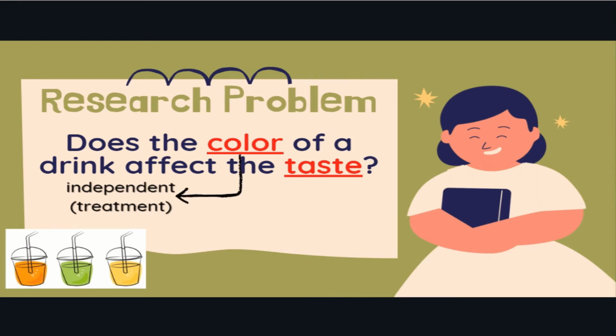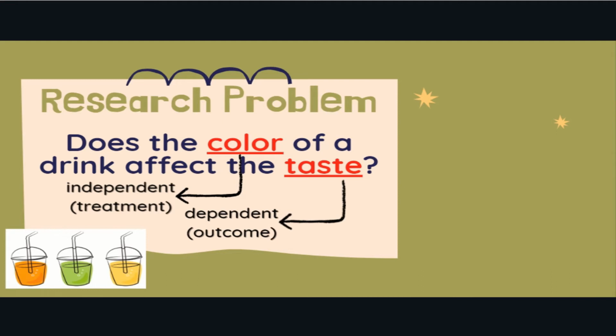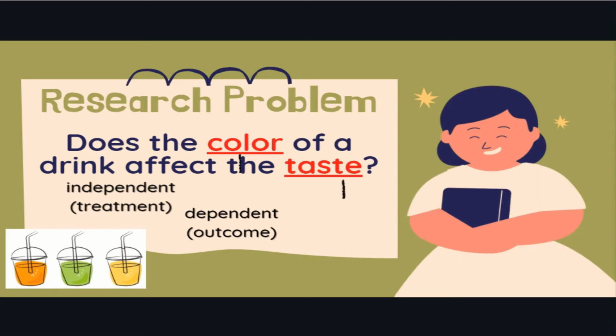On the other hand, the dependent variable represents the outcome that the researcher is measuring. This will be the data that is collected and analyzed. In this case, the response or outcome is taste. So, taste is the dependent variable.